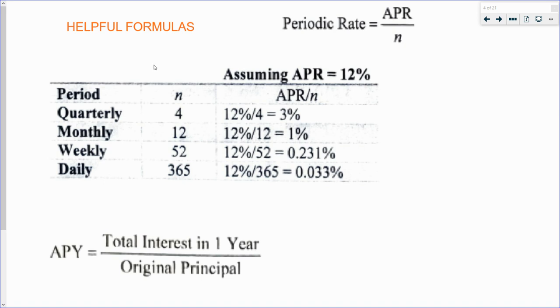But here's some examples of periodic rates. Periodic rate equals APR divided by N. How many periods or how many payments are you making in a year? And APY, total interest in 1 year divided by the original principal. Everybody got that? Feel free to write that down.